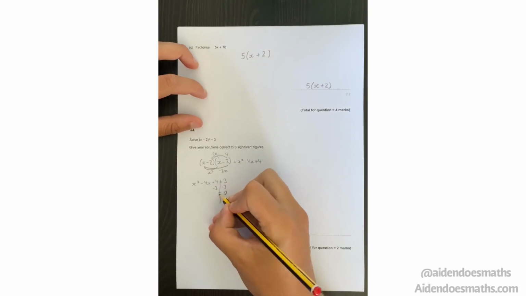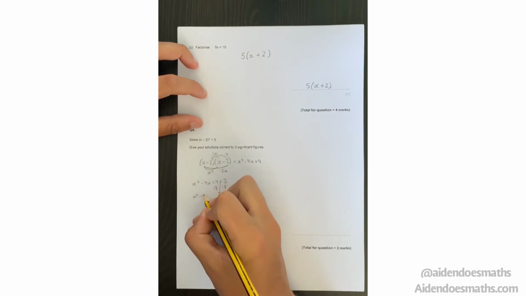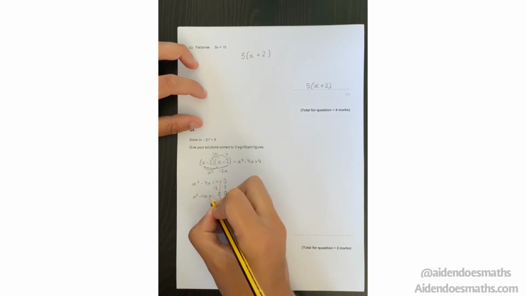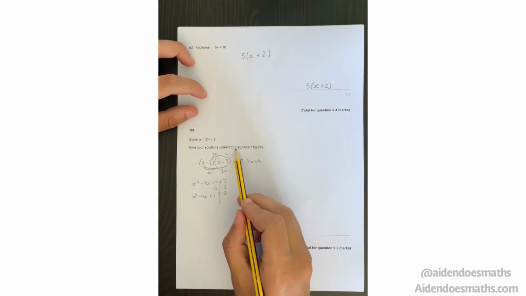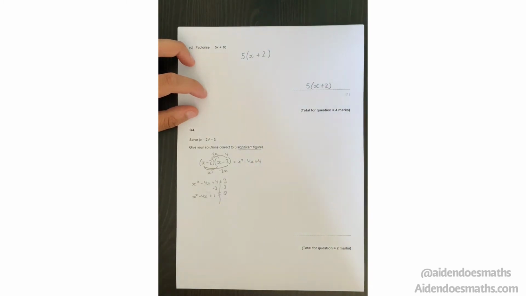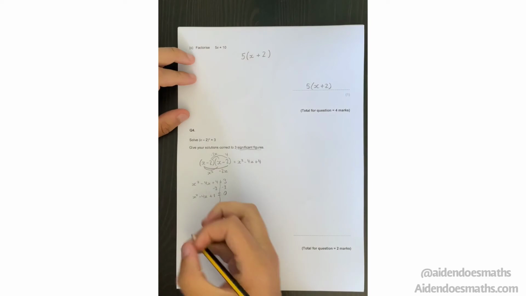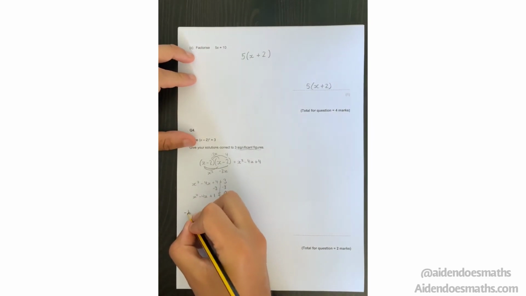Okay, so it's going to make it equal to 0. x squared minus 4x, 4 take away 3 gives us plus 1. Okay, now that's perfectly fine. Look, our question asks for 3 significant figures, so it's unlikely that this is going to factorise. So instead, let's try and put it in that quadratic formula.